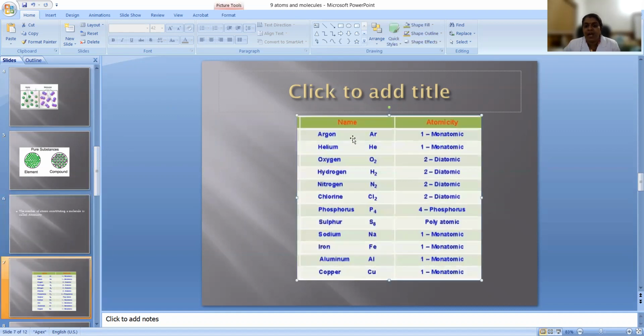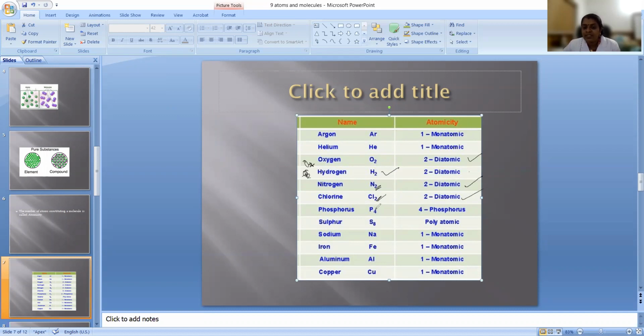Look at this table. Argon, helium. These two are called noble gases. They will never combine with anyone because they are stable already. So these are called monoatomic because only one atom is present. But when you are considering oxygen, how will it be? Oxygen means O2. It consists of two atoms in the molecule. So it is diatomic. Hydrogen is diatomic, two atoms; nitrogen diatomic, two atoms; chlorine diatomic, two atoms.